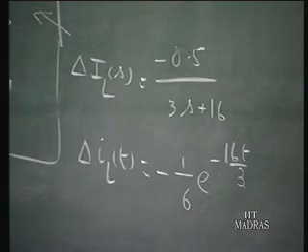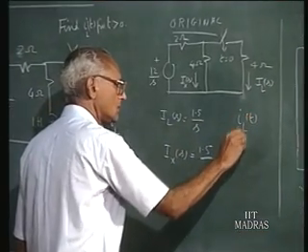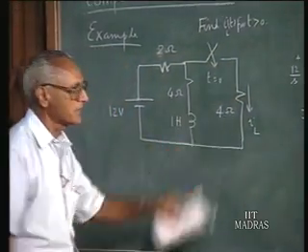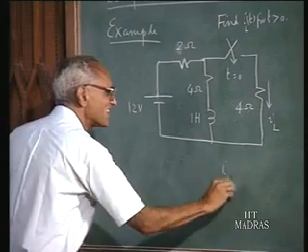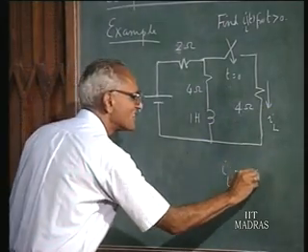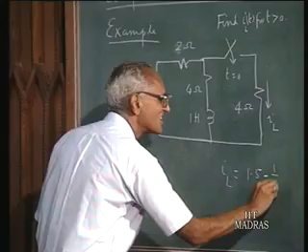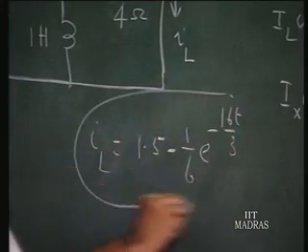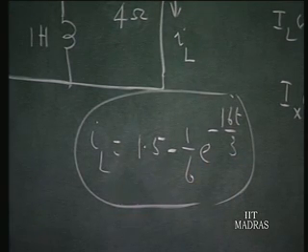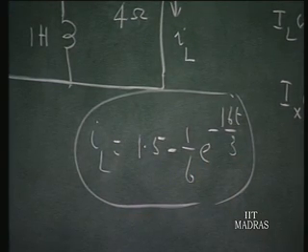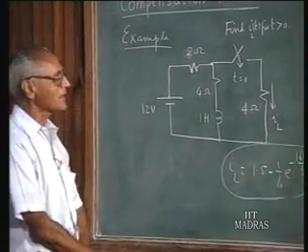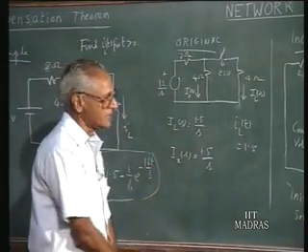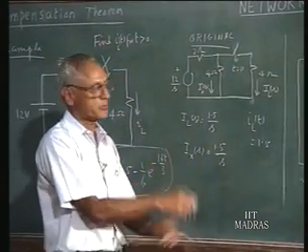So, IL of T here is 1.5. Therefore, the total current in this altered network, the original network, is IL equals 1.5 minus 1/6 e to the power of minus 16 T by 3. So, this is the answer for this problem. This example illustrates an interesting application of compensation theorem, where we have the reactive element completely removed in the original network. You introduce the reactive element as an additional impedance and calculate the increment that is produced within this network.